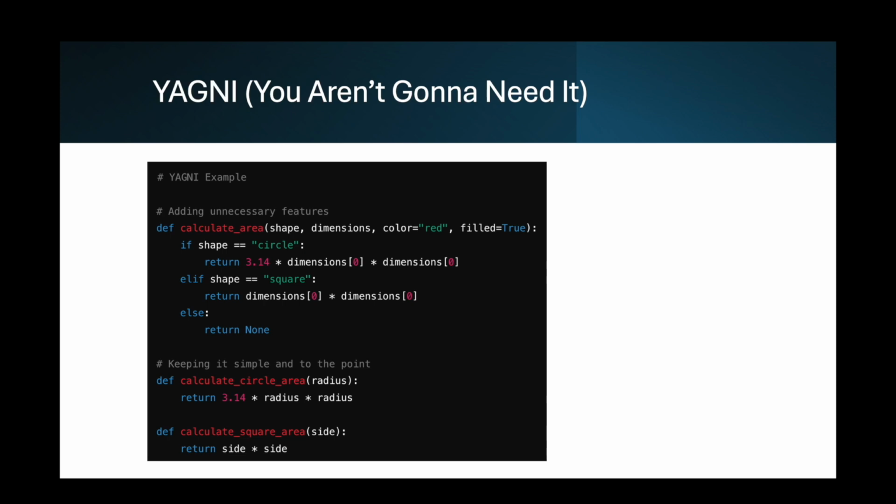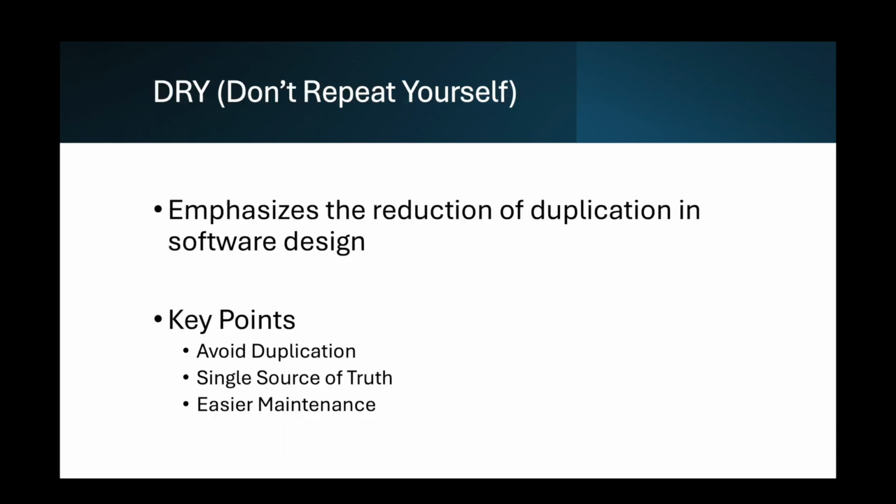Now keeping it simple, in the next one, we take the radius for the circle and return the area. We take the side for the square and return the area. So we keep it simple.